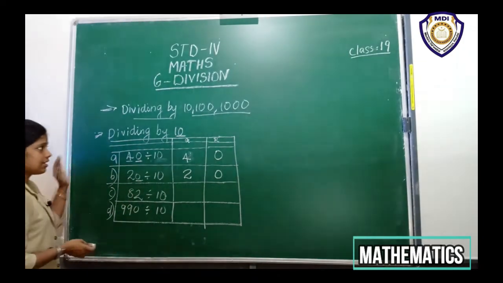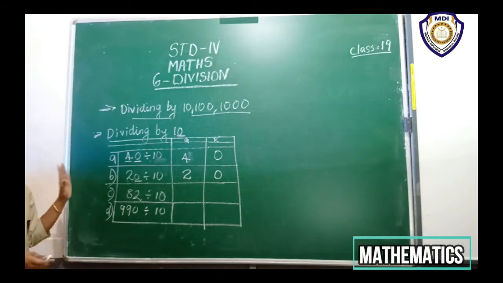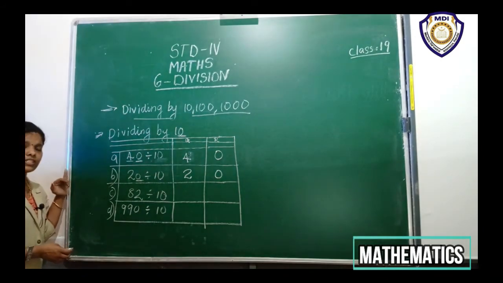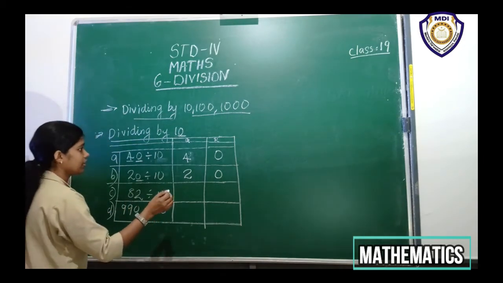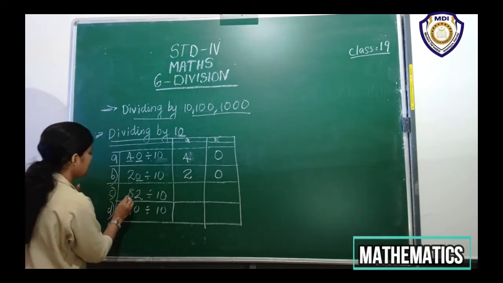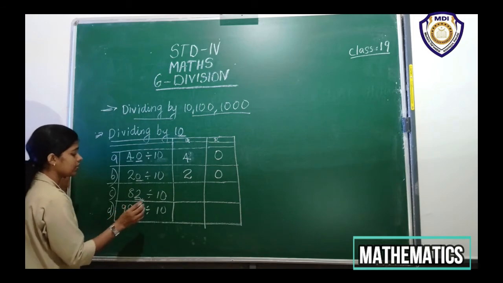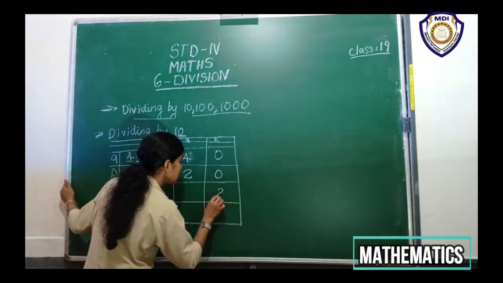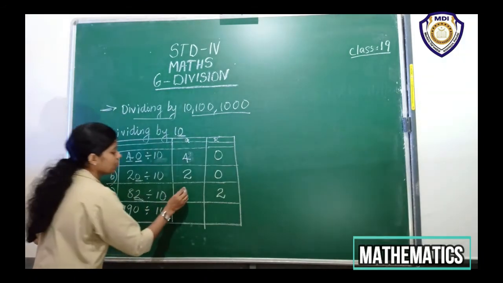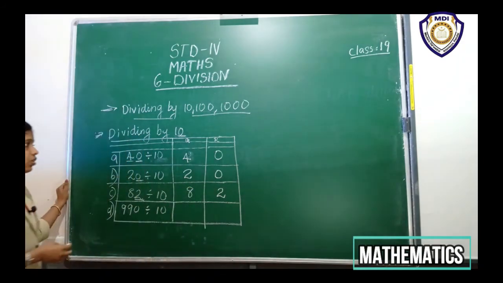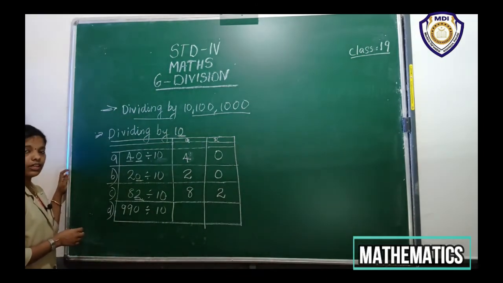Then 82 divided by 10. We are taking only the last digit, the ones place digit, as the remainder. In 82, 2 is in the ones place, so 2 is the remainder. Then 8 is the quotient. Can you follow me?